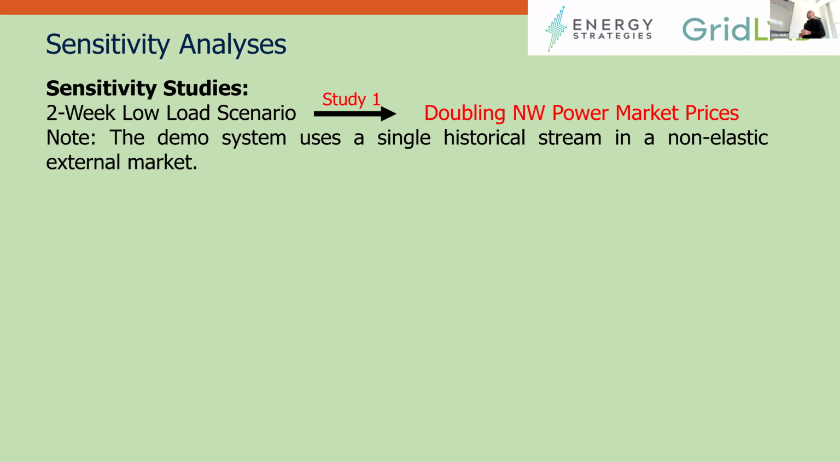So these were just the baseline scenarios. From this slide on, we are only using the 2-week low load scenario, implementing changes and doing some sensitivity analysis. The first analysis is to analyze the effects of NW power market prices. In the first study, we doubled the prices. But before that, I should note that the demo system uses only a single historical 2024 stream of data for prices, and it analyzes it in a non-elastic external market.